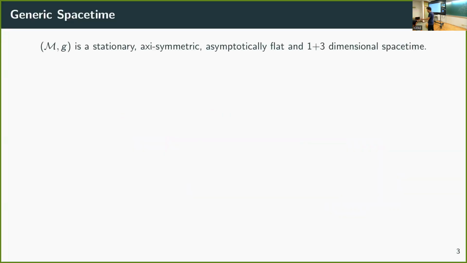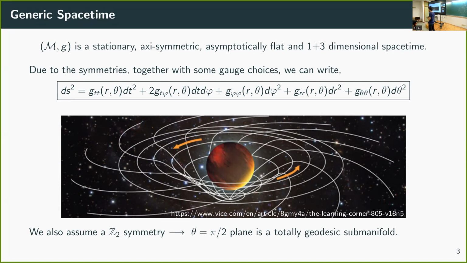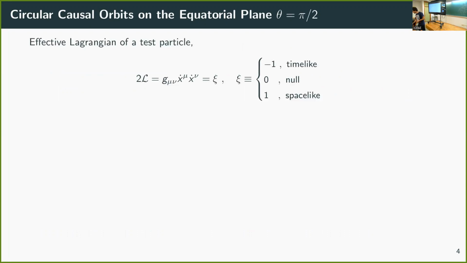So in the beginning, you start with a very generic spacetime that is stationary, axisymmetric, asymptotically flat, and in 4 dimensions. With the symmetries and some gauge choice, you can write this very generic line element, which basically represents a rotating object. And we also impose that there is a Z2 symmetry, such that the equatorial plane is a totally geodesic submanifold, and it's within this submanifold that we look for the circular orbits. One way to find them is by considering the effective Lagrangian of a test particle, written in this way, where this G might be -1, 0, or 1 if you consider timelike particles, null, or spacelike ones.